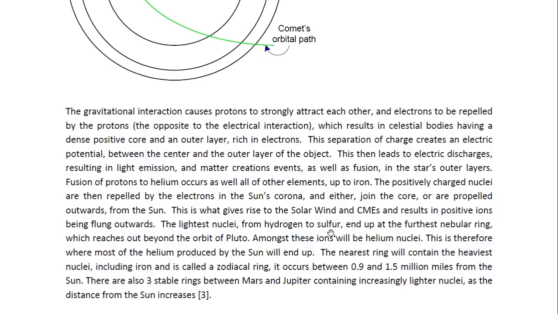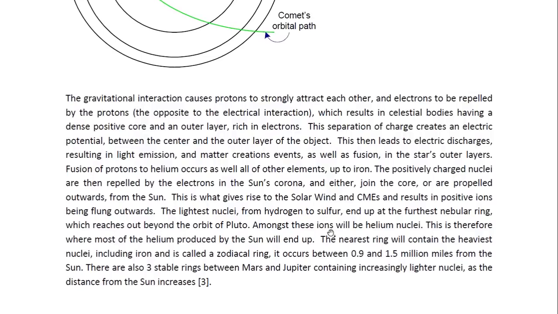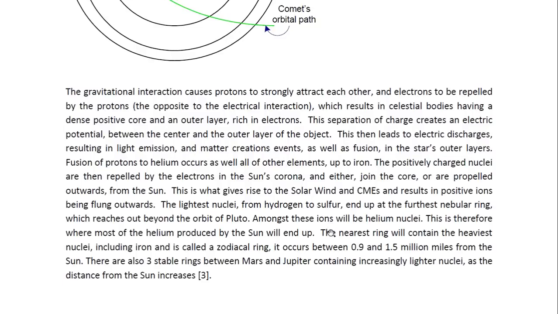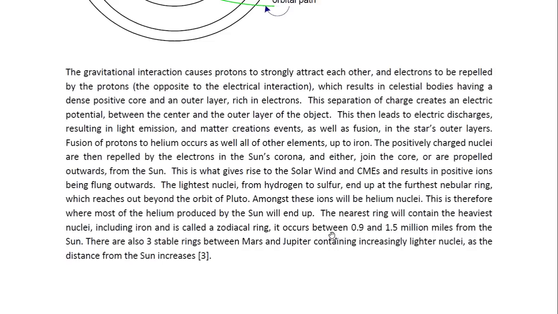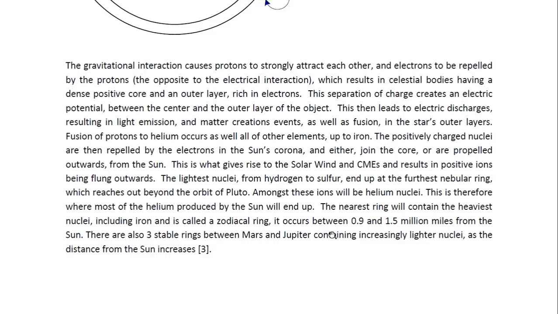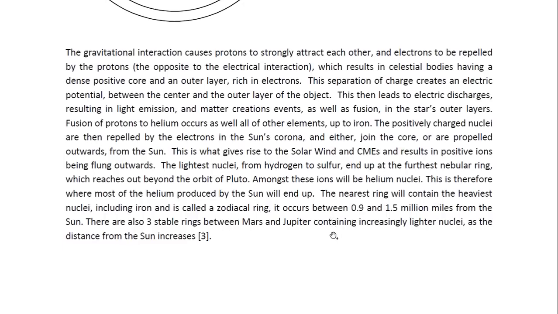The positively charged nuclei are then repelled by the electrons in the sun's corona and either join the core or are propelled outwards from the sun. This is what gives rise to the solar wind and CMEs and result in positive ions being flung outwards. The lightest nuclei from hydrogen to sulfur end up at the furthest nebular ring, which reaches out beyond the orbit of Pluto. Amongst these ions will be helium nuclei. This is therefore where most of the helium produced by the sun will end up.